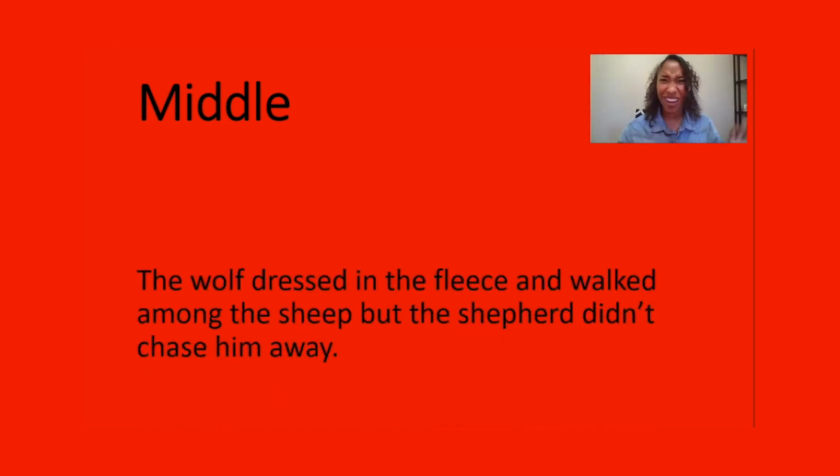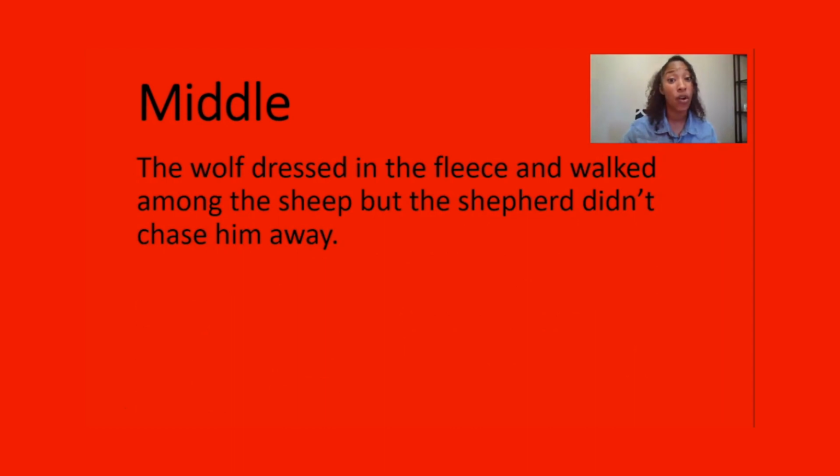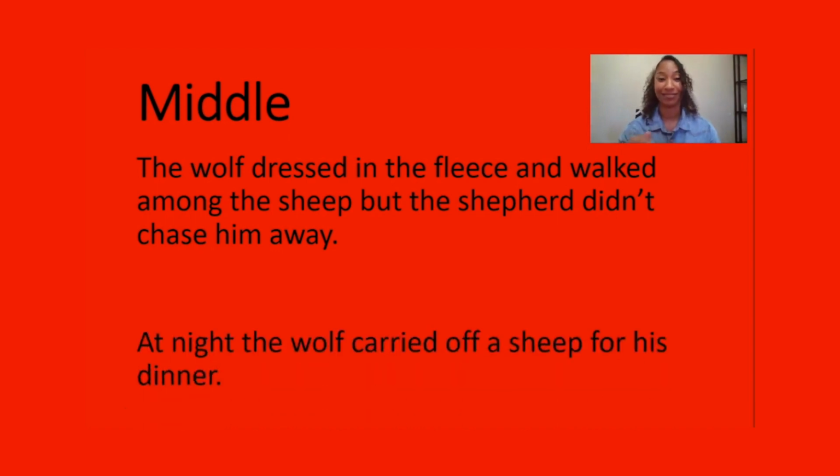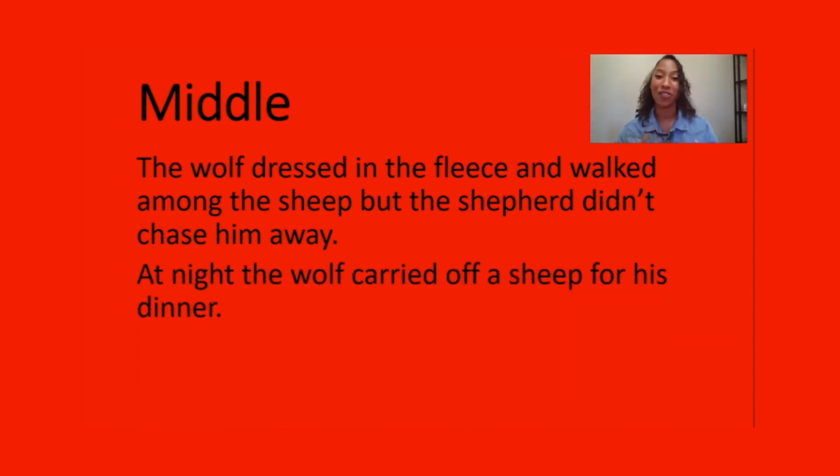So let's kind of put that all into a paragraph. The wolf dressed in fleece and walked among the sheep, but the shepherd didn't chase him away. At night, the wolf carried off a sheep for his dinner. That's all the important events that happen in the middle. Perfect. Thank you so much for your help.